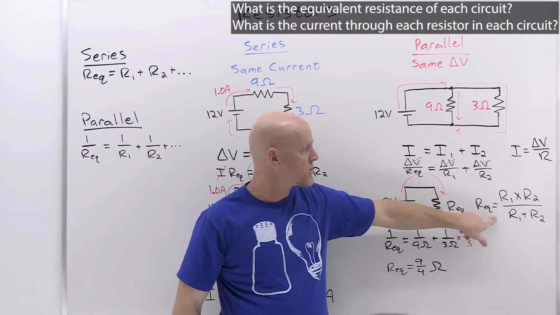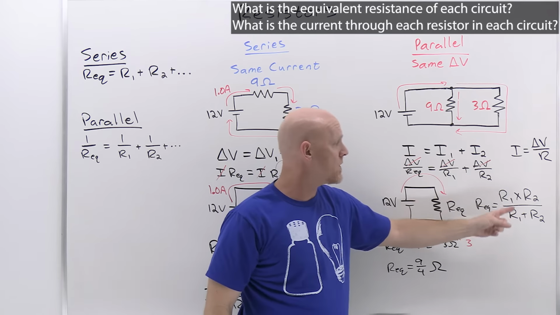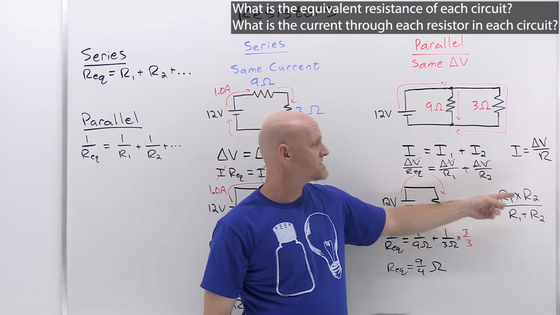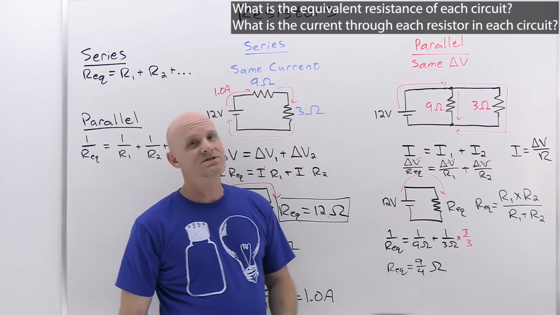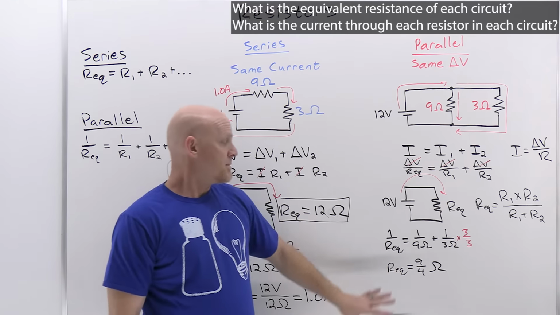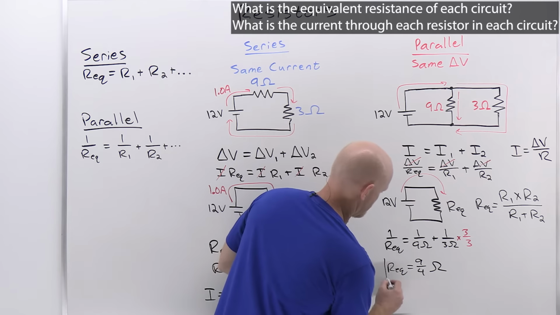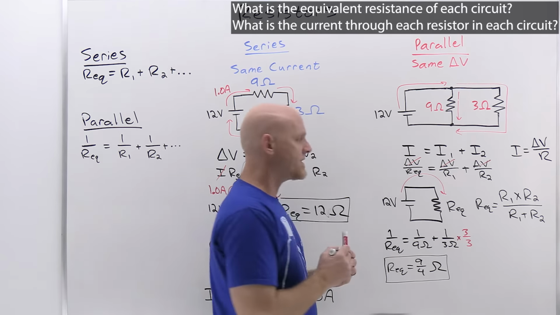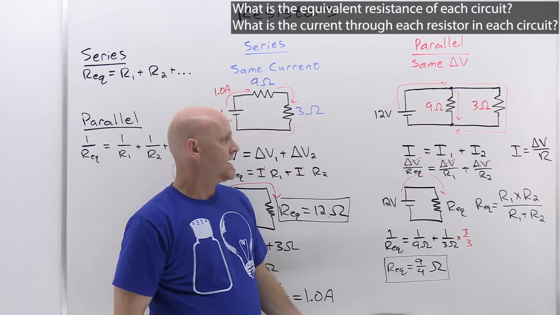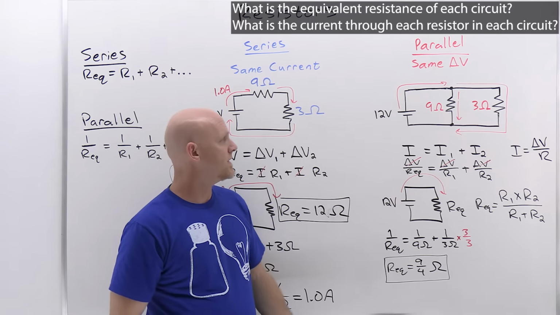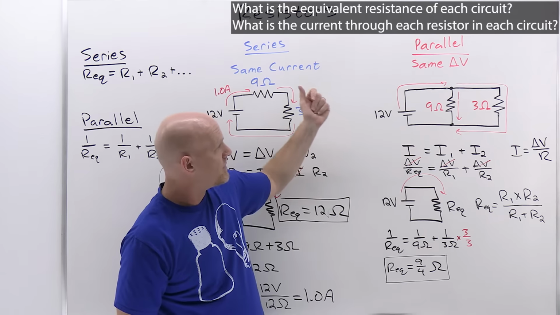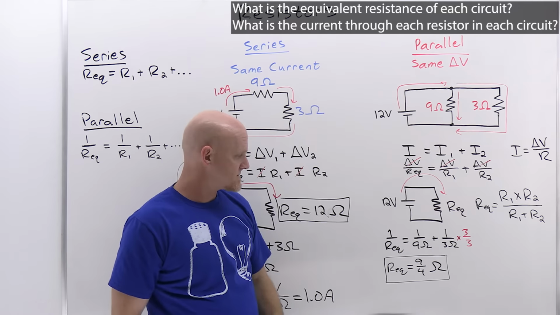You could have also used our shortcut here and done 3 times 9 over 3 plus 9. That would be 27 over 12, which once again reduces down to 9 over 4. But there's our equivalent resistance, so far so good. Now we've got to find the current through each resistor, and this is going to be a little more of a pain. We've got a couple of different ways we might do this.